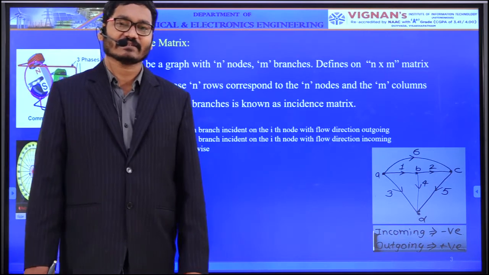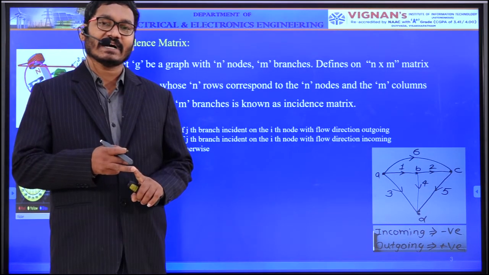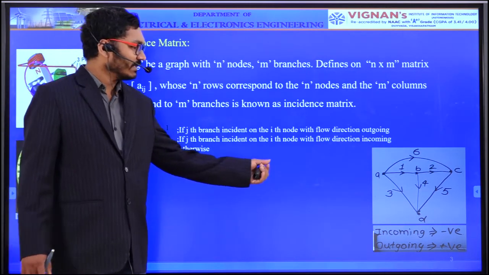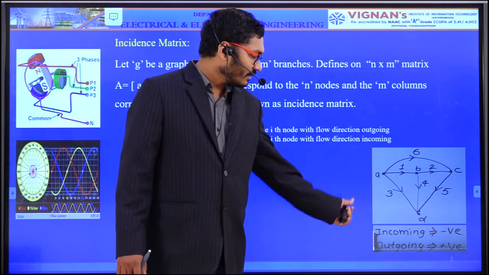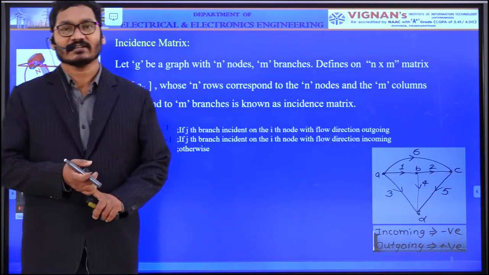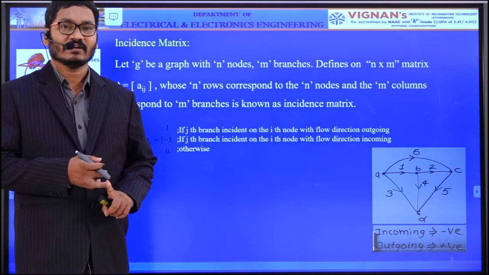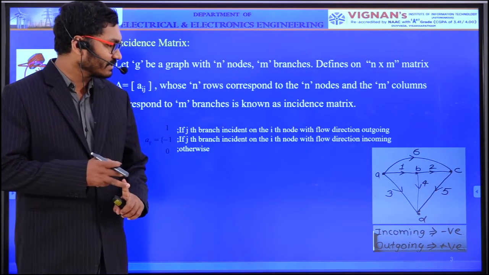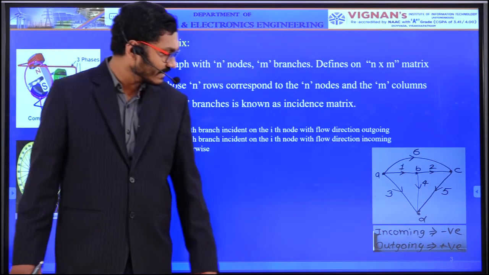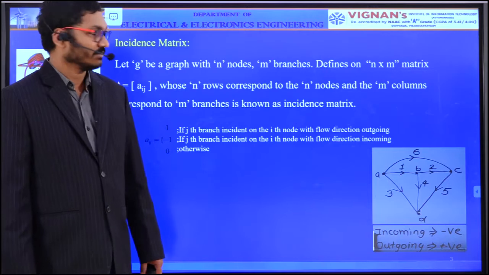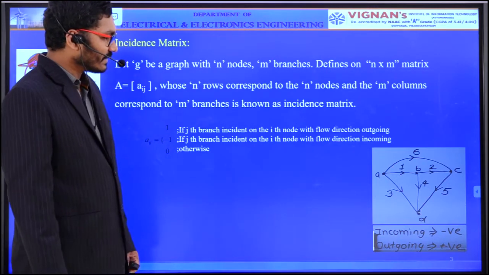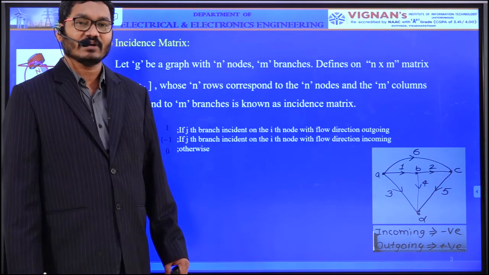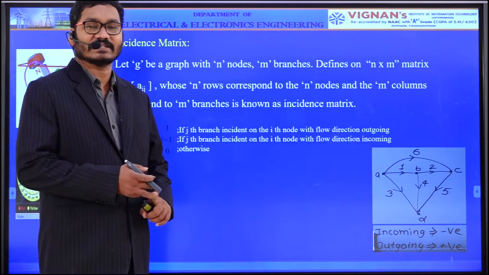In the previous class I explained leaving as minus 1 and incoming as plus 1. Most of the textbooks use incoming as negative and outgoing as positive. Some textbooks take incoming as positive and outgoing as negative. Both are correct, and you can use any notation, but since most textbooks use this one, you use it: leaving is plus 1, incoming is minus 1.